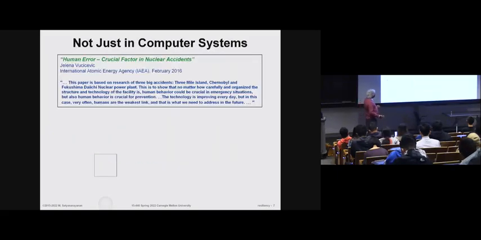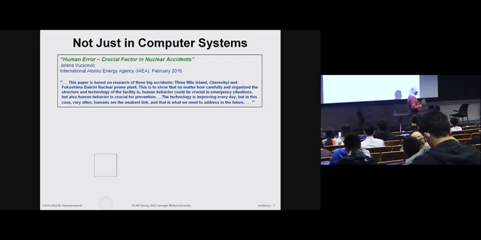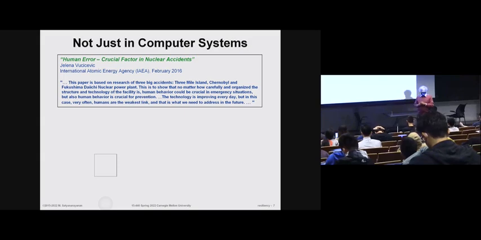So, key observation is that exactly this pattern is noticed not just in distributed systems, but in many other technical systems. So that's a quote from 2016, analyzing nuclear power plant accidents. 3 Mile Island, Fukushima, Chernobyl. Right? Chernobyl is in the headlines again in Ukraine.